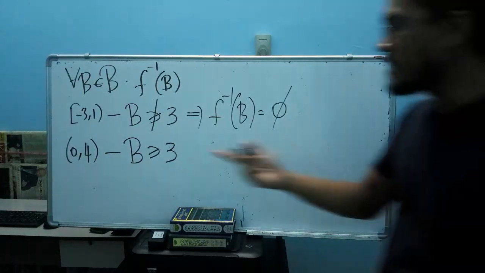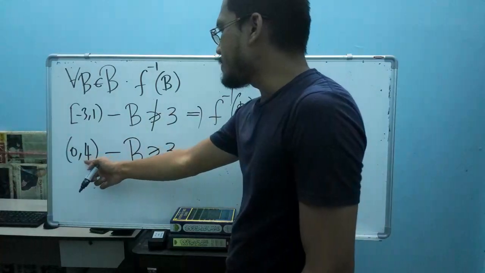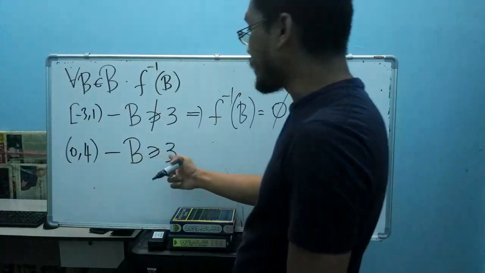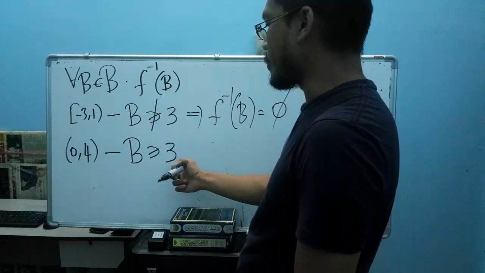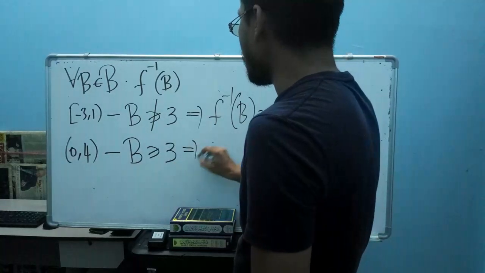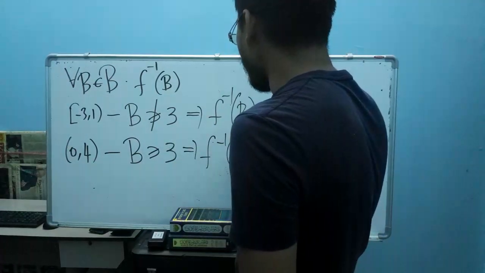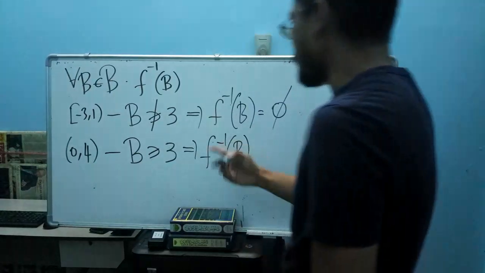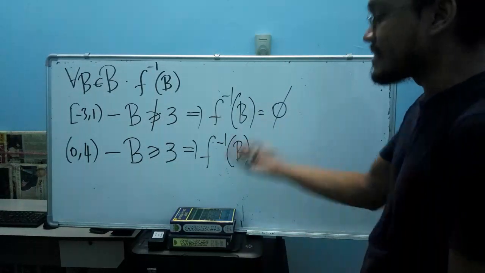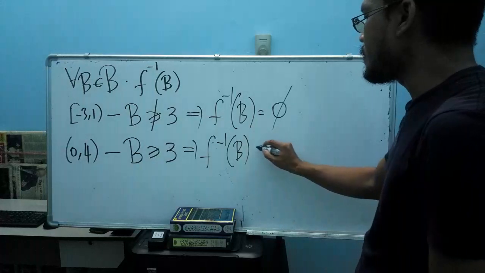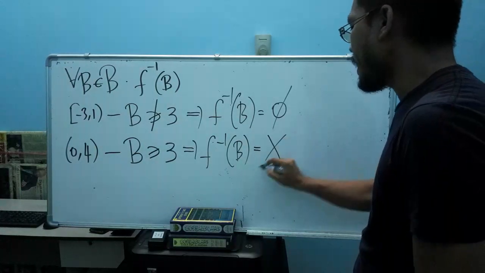And of course, if you consider another example of an interval that contains 3, when you find the pre-image of this interval, this Borel set, it will give you the same pre-image, which is equal to X.